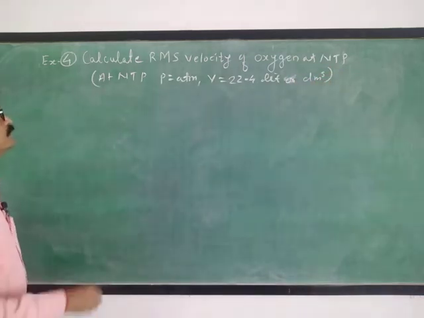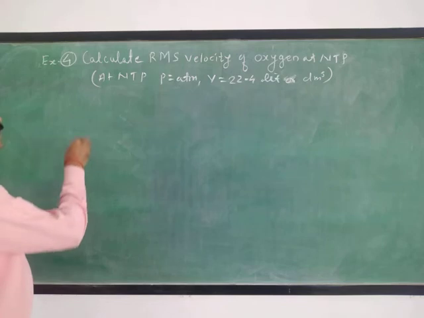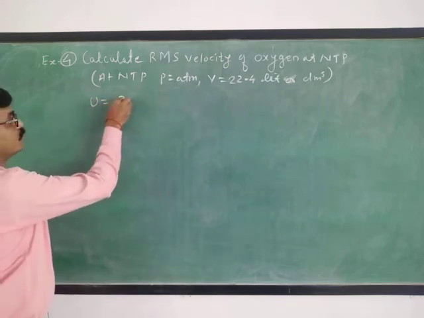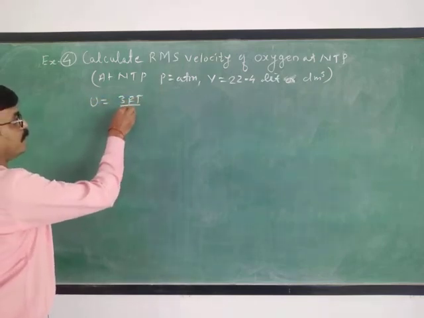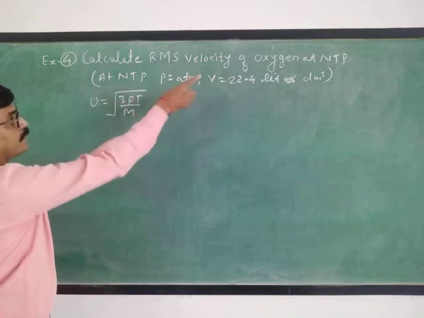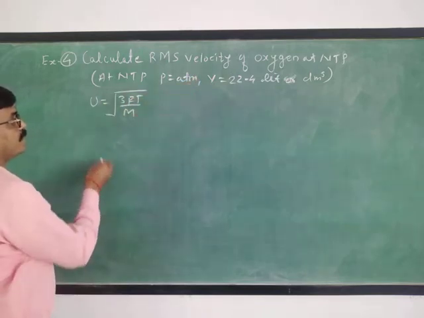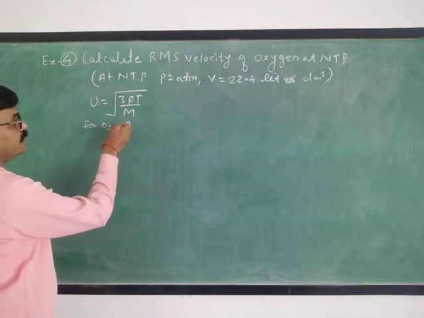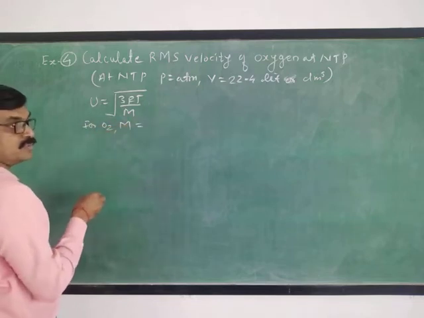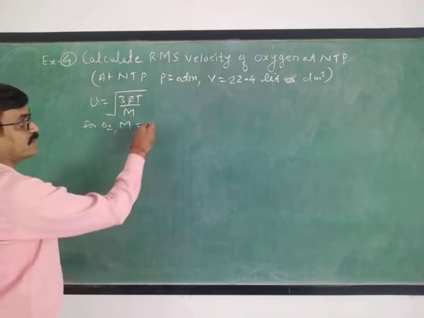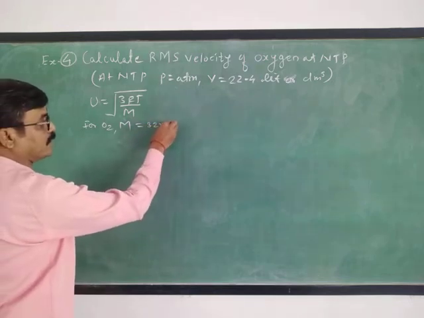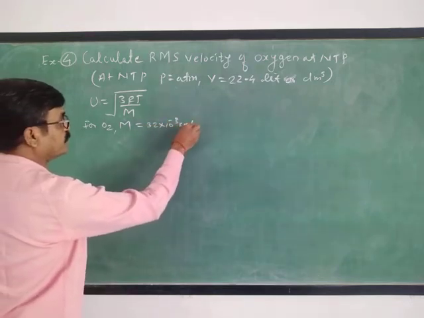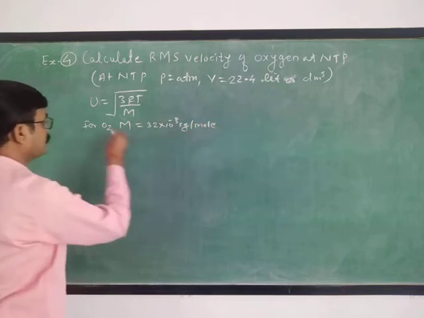Now calculate RMS velocity. U equals root of 3RT upon M. Here oxygen gas is given, so for O2 what is the value of molecular weight? M is equal to 32, since 16 is the atomic weight of oxygen, so 32 into 10 raised to power minus 3 kg per mole. Okay, solve further.